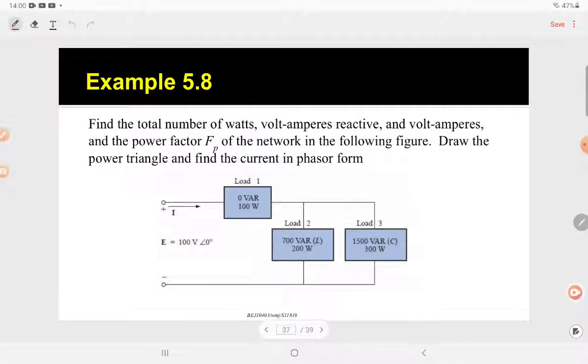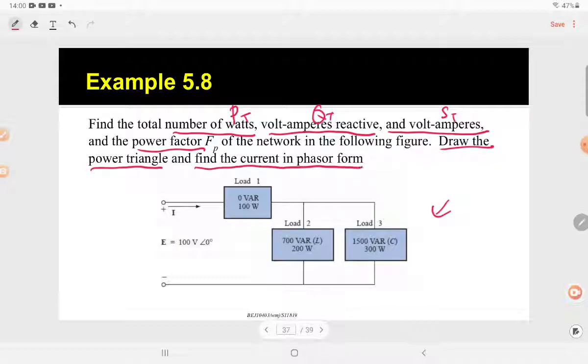For this one, let's say you need to find the total watt, which is the P total, right? And then you need to find the Q total over here. Volt ampere reactive is Q, the reactive power, and volt ampere is your S total, right? And the power factor of the network in the following figure. This is the figure, right? And lastly you need to draw the power triangle and find the current in phasor form.